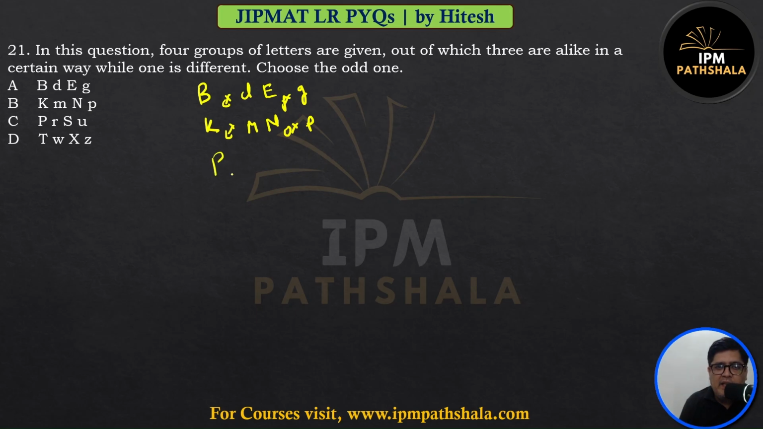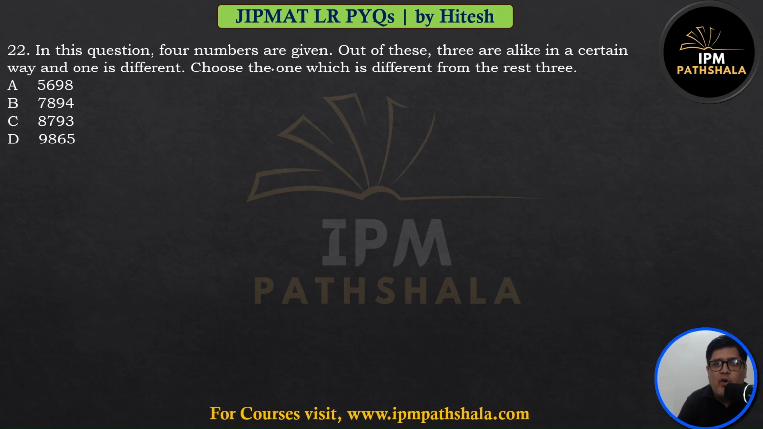After P, Q has been cancelled. R, S, T has been cancelled. U. So these three look like the same. T, U has been cancelled. This should be V. This should have been V. So this is the one which is the odd one or the different one from others.